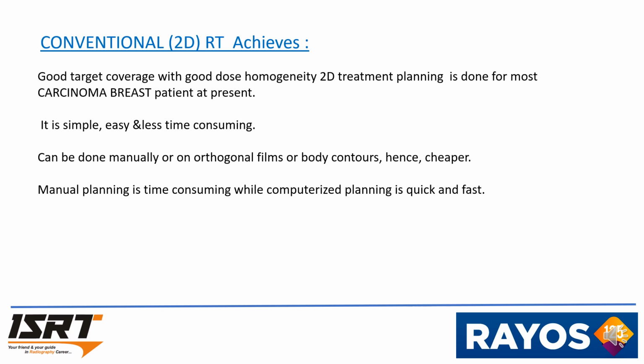It achieves good target coverage with good dose homogeneity. 2D treatment planning is done for most carcinoma breast patients at present. It is simple, easy and less time consuming. It can be done manually or on orthogonal films or body contours, hence cheaper. Manual planning is time consuming while computerized planning is quick and fast.